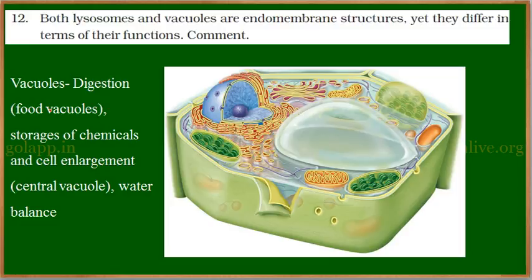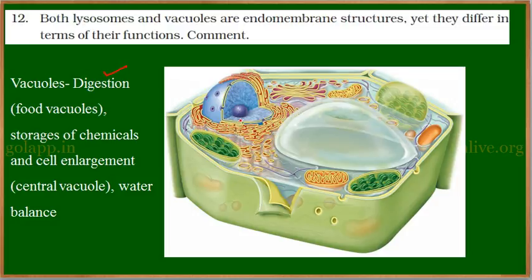Now we'll take vacuoles. Vacuole is also part of the endomembrane system, but this does not help in breakdown of substances; it has some other function. In lower organisms like amoeba and paramecium, vacuoles help in digestion. The food is taken in and that forms the food vacuole. To the food vacuole the lysosome binds and digestion takes place.